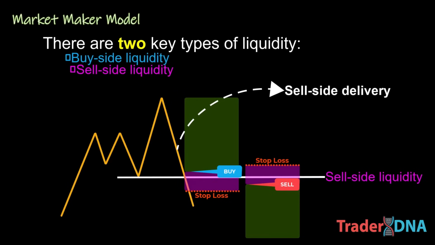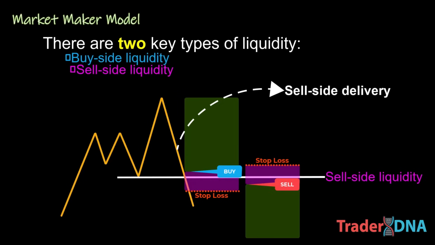Then, boom, they reverse the price upward and go long, leaving retail traders stuck on the wrong side of the move. The key takeaway: the market maker model is designed to hunt liquidity on both sides before moving price in the opposite direction. That's why it's so important not to chase breakouts blindly. Smart money isn't trading breakouts, they're creating them to trap retail traders.